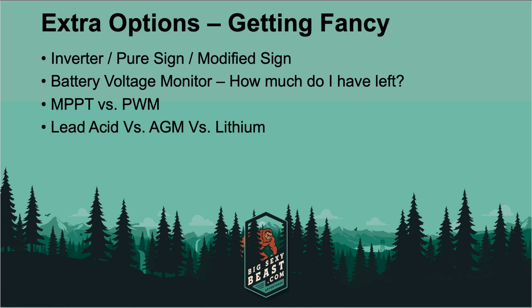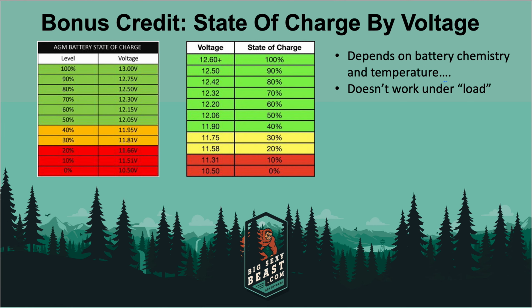Kind of last thing to think about here is a bonus round. I talked about battery voltage meters. You can estimate it. It's directional, but you can estimate it based off of your voltage. So if you've got one of those cigarette lighter plugs that tells you the voltage of your car, your engine's turned off and it's reading 12.6, you're probably pretty close to fully charged. If it's reading 12.06, you're probably pretty close to using 50% of your battery. It does depend on temperature, and it does not work under load.